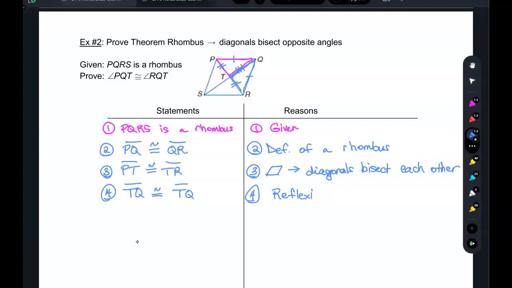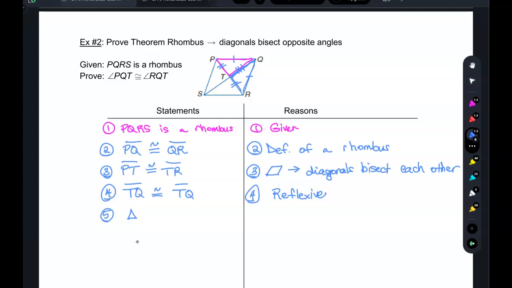Okay, so reflexive side. So we have three pairs of sides. Wait, so rhombuses are parallel. A rhombus is a special kind of parallelogram because if all the sides are congruent, then obviously opposite sides are congruent, which makes it a parallelogram. So I can say triangle. What do we want to name one triangle?